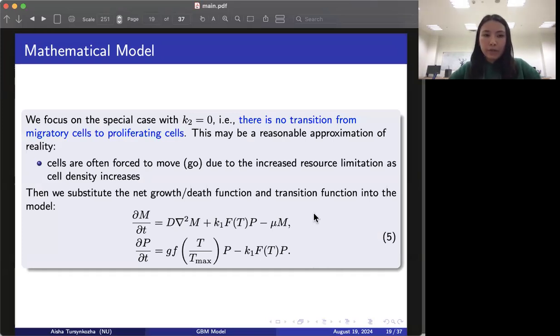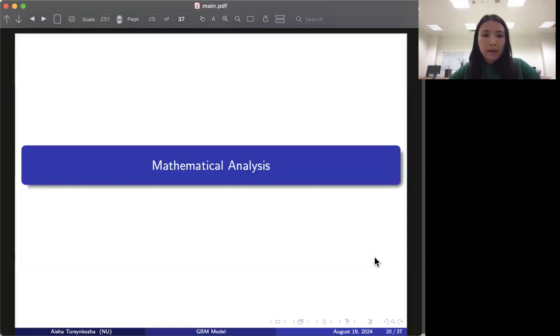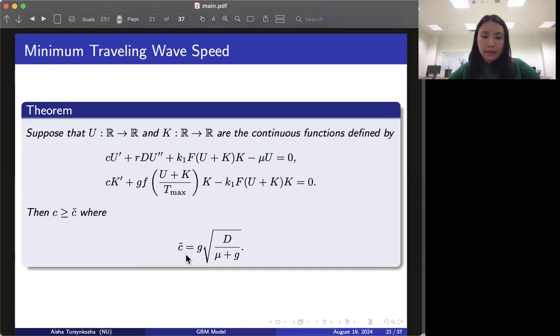Then we substitute the net growth, death functions, and transition functions into the model, and we end up with this system of equations number 5. And then we start our mathematical analysis by finding the minimum traveling wave speed. As you can see from here, the key parameters are the growth rate, diffusion term, death rate, and the transition rate.